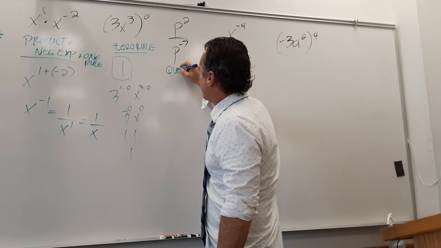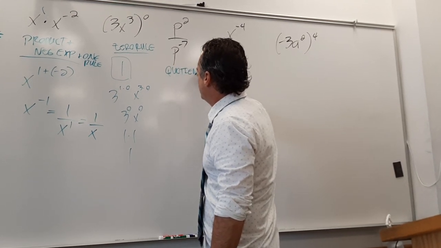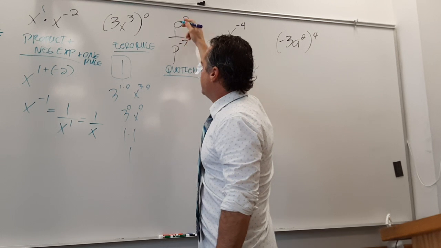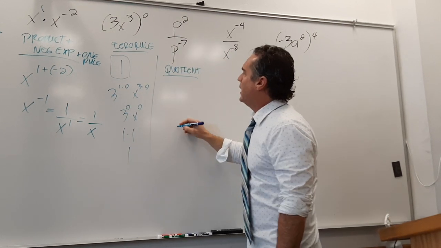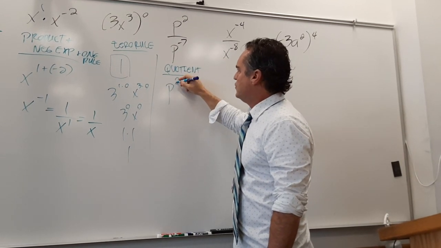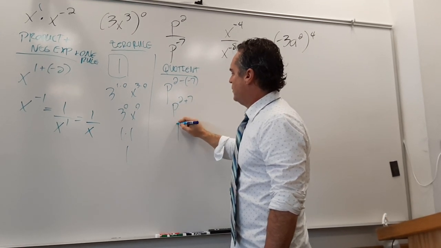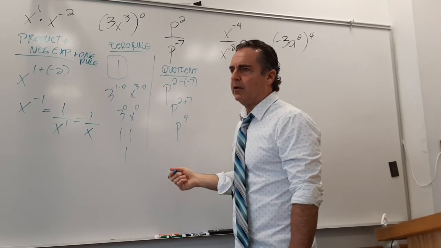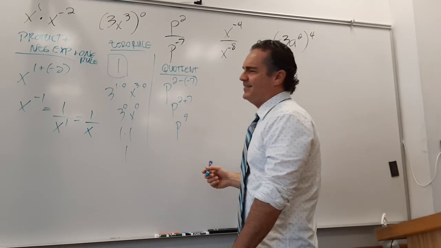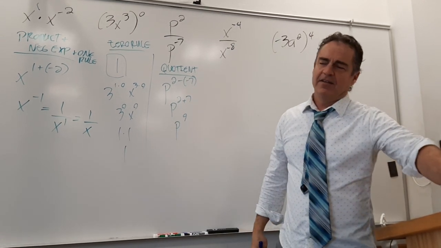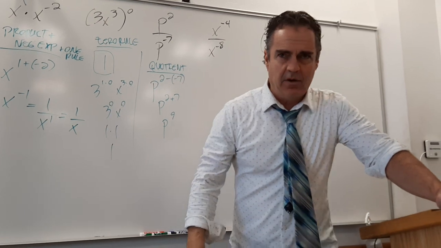This right here is a brilliant example of the quotient rule. Quotient rule says it's got the same base being divided. I can subtract this. This makes p to the 2 minus negative 7, which is p to the 2 plus 7, which is p to the 9th. Give me a loud woo if you got it right. Ooh. Good. You got the loud and the elongated woo there, okay?